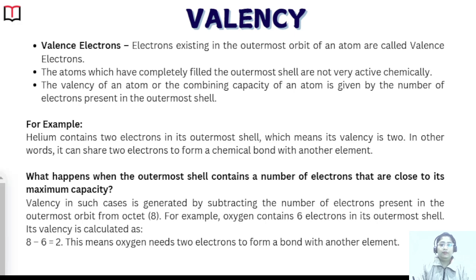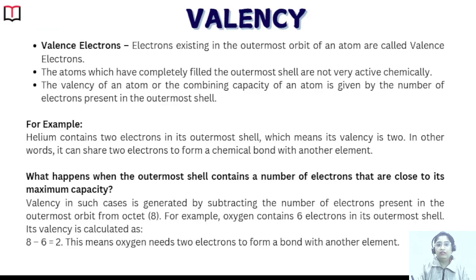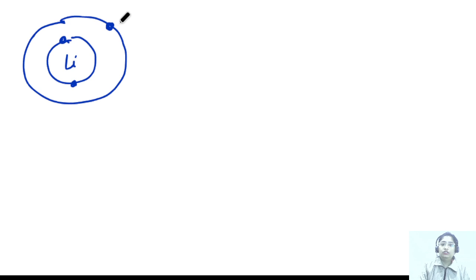For example, let's say lithium. The atomic number of lithium is 3, right? So for lithium, how many electrons will be there in the outermost orbit? That is 1. Correct? So what will be the valence electrons? Valence electron is 1.